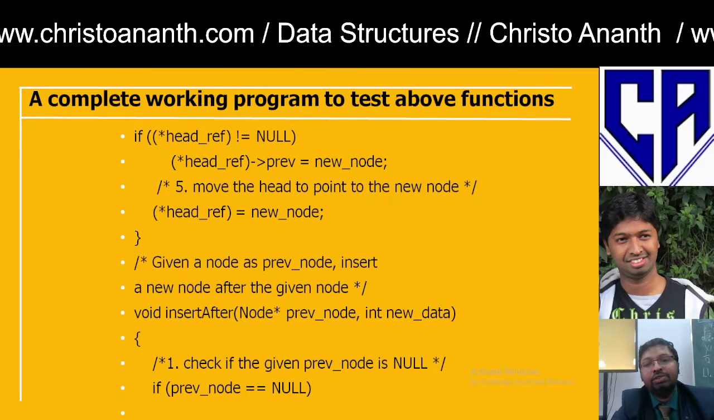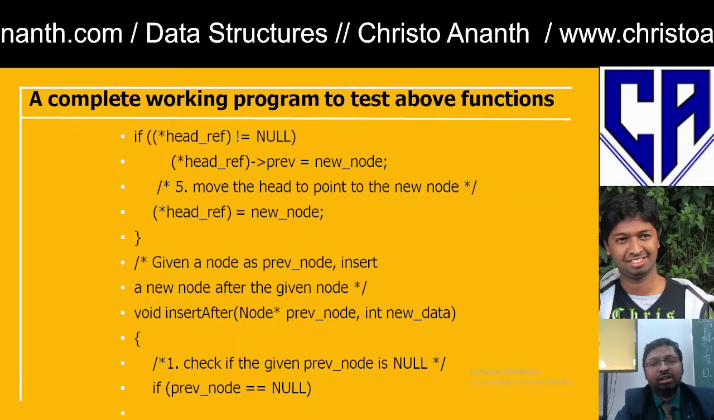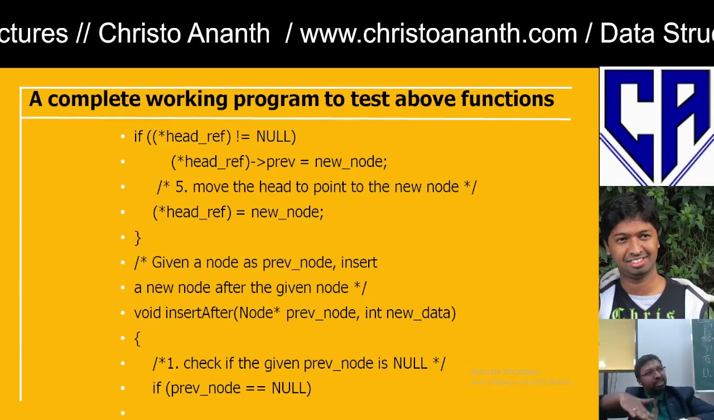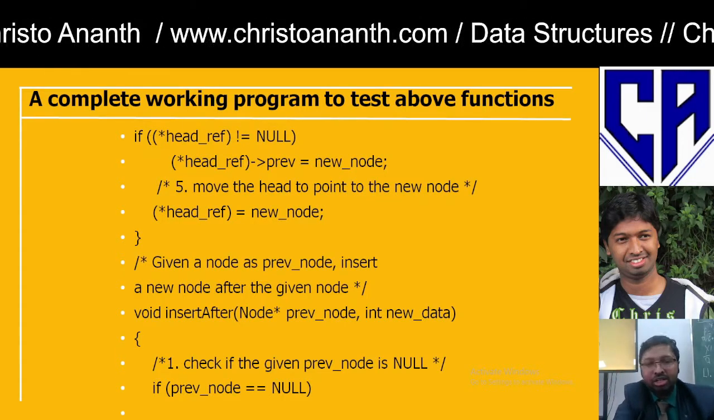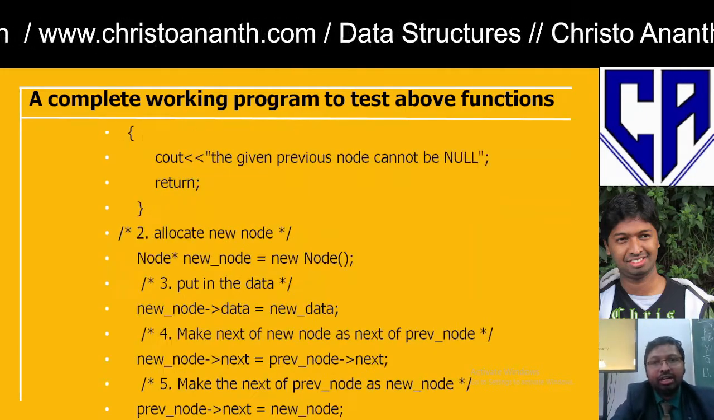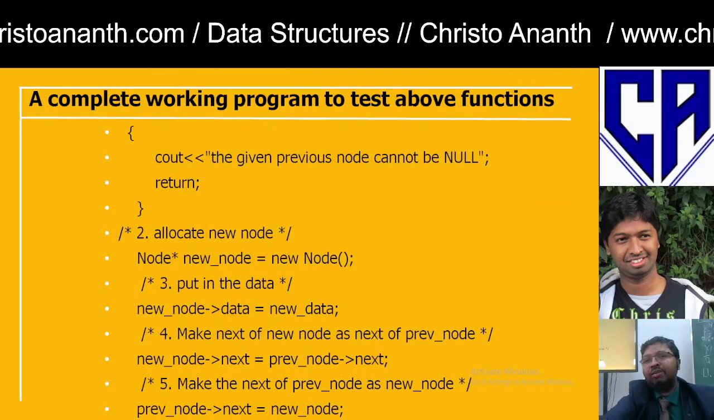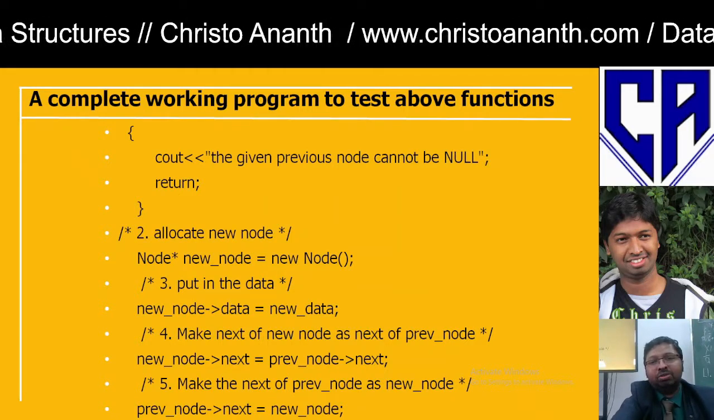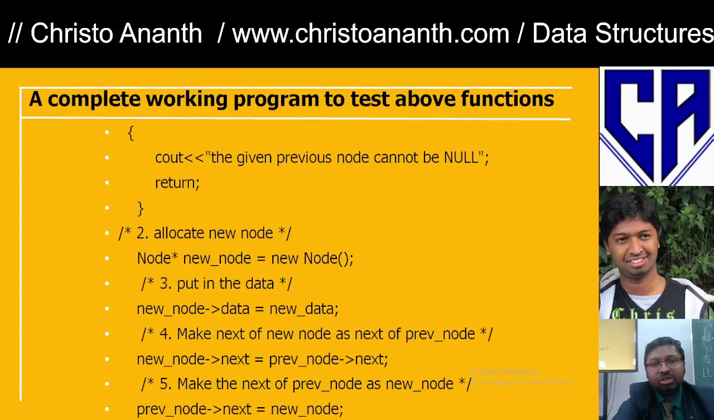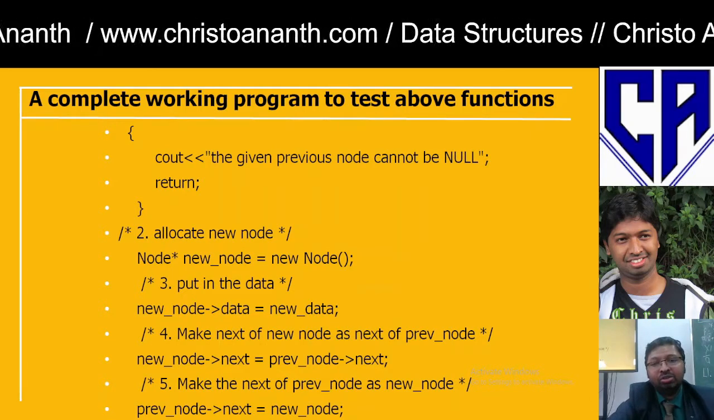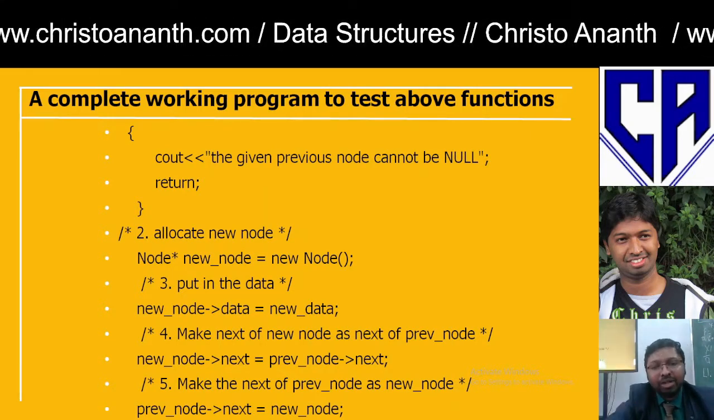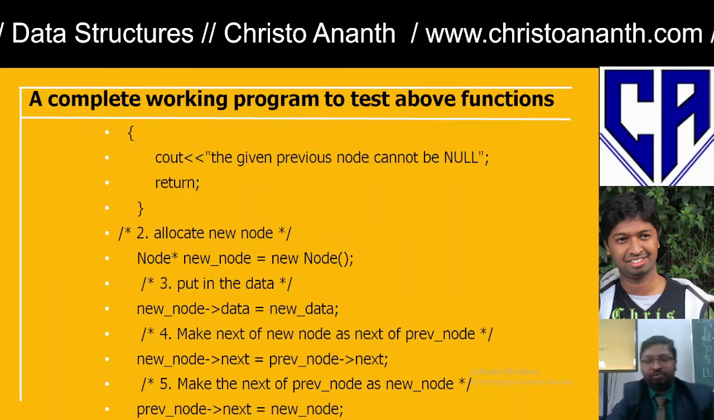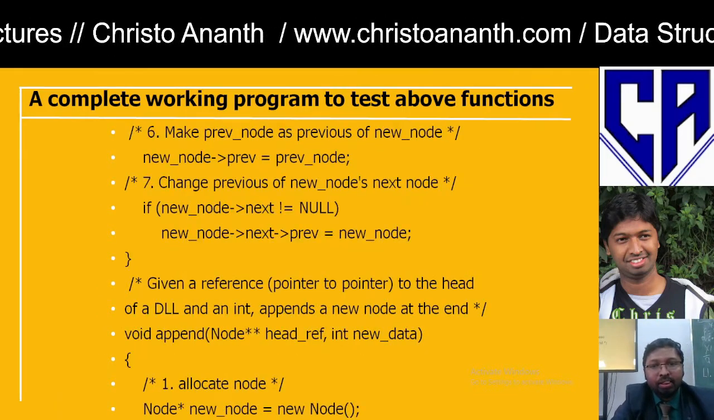You're going to check if the given previous node is equal to null. So within that 5-step process, again you are repeating the same thing. You are checking whether it is equal to null. So if previous node is equal to null, then print out that the given previous node cannot be null. Okay, same thing. Allocate new node. So Node star new node equal to new Node. Put in the data. New node data equal to new data. New node next equal to previous node next. Previous node next is equal to new node. So it goes on.